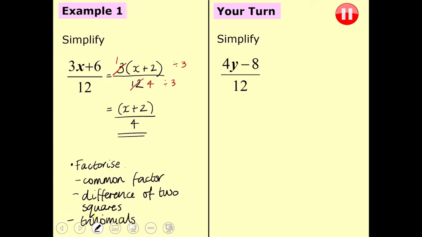Okay, hopefully you've unpaused and managed to give this a go. So the first thing we're going to do is factorise, and thinking about your different levels of factorising. So we're first going to look for a common factor. In the numerator, there's a common factor of 4, so we're going to take that out and have y subtract 2 over 12. And then we can go ahead and simplify this by dividing top and bottom by our common factor of 4. So dividing top by 4 to get 1, bottom by 4 to get 3.